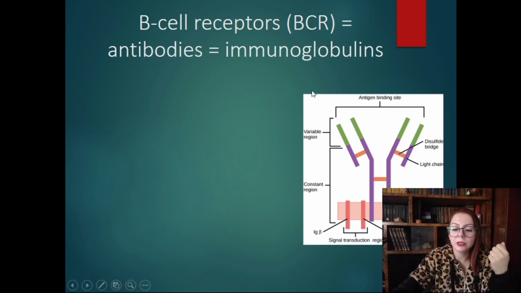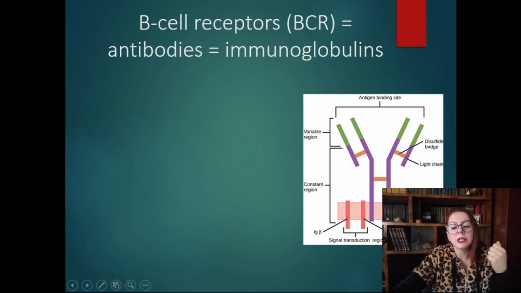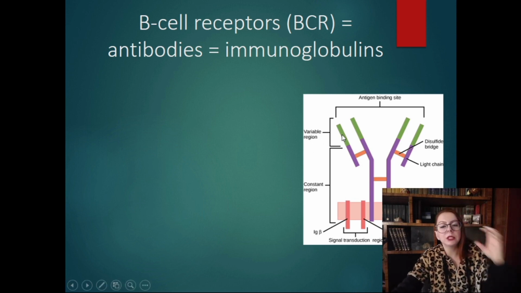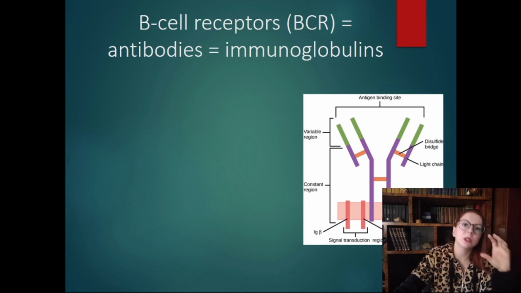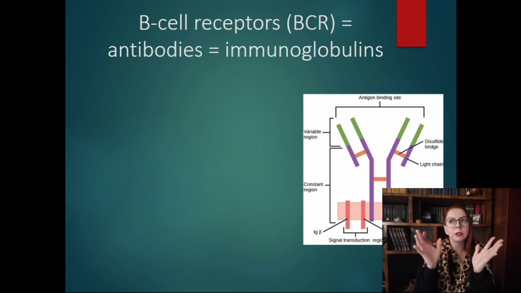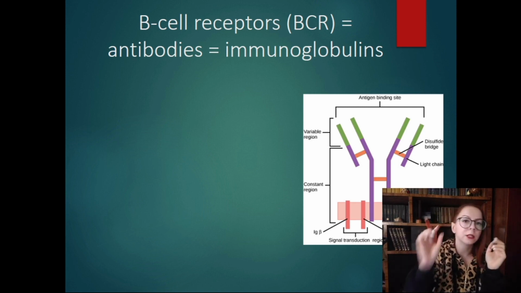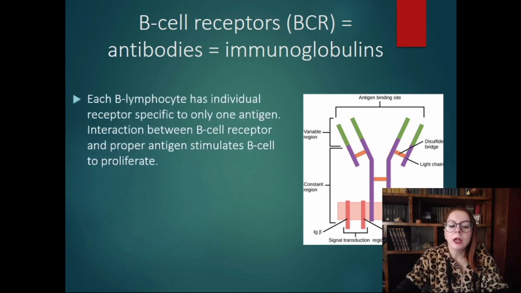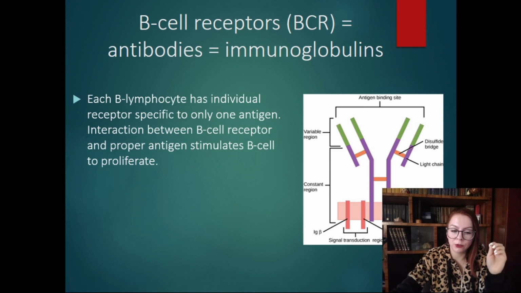So here an antibody is shown. This is the typical structure of the antibody, and examples of those antibodies are fixed in the membrane of the B cell. So the B cell exposes its individual antibodies on the surface, and once again every B cell is individual. It has antibodies against an exact type of antigen. And as it is written here, every B lymphocyte has an individual receptor specific to only one antigen.